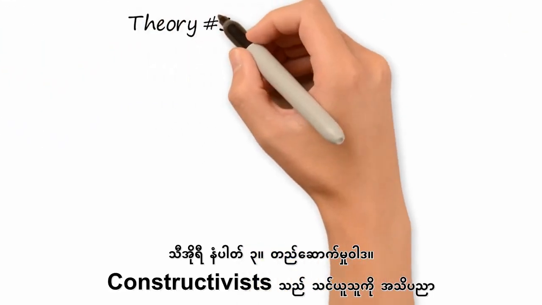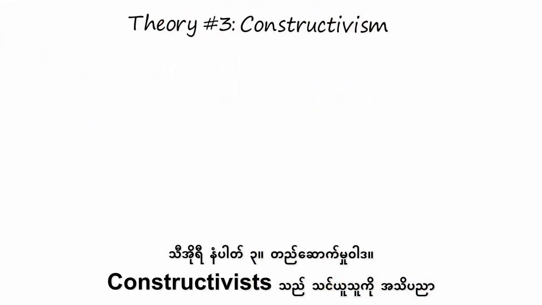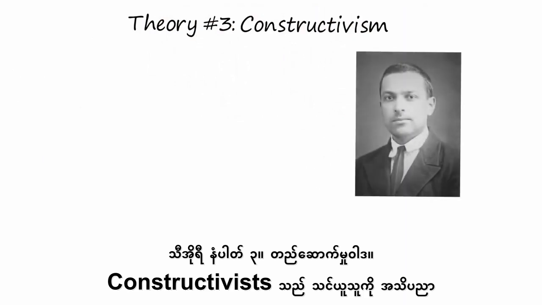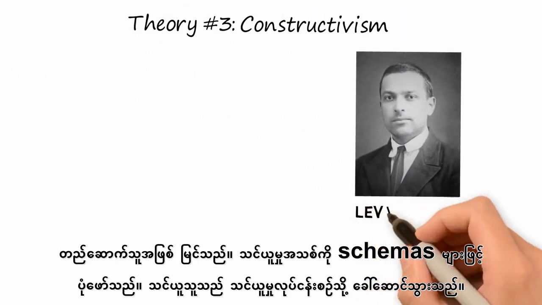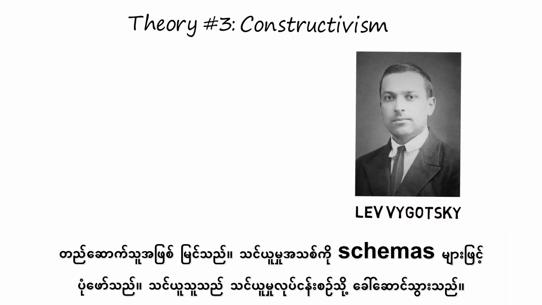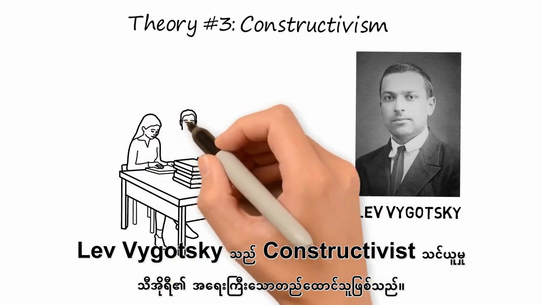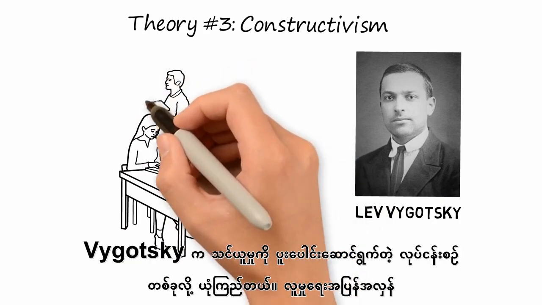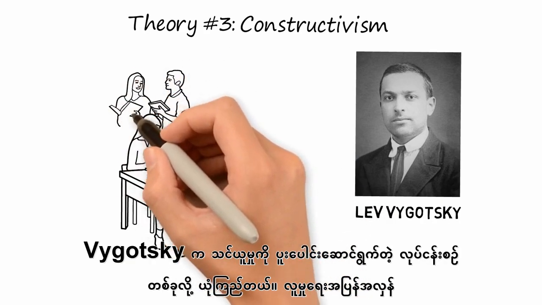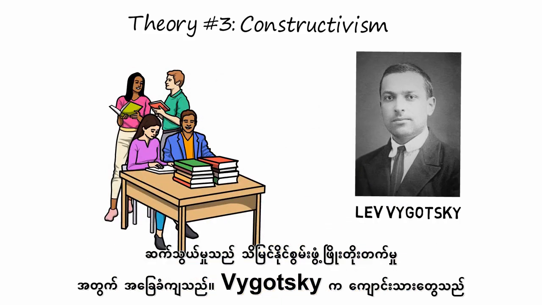Theory number 3. Constructivism. Constructivists see the learner as a constructor of knowledge. New learning is shaped by schemas, which the learner brings to the learning process. Lev Vygotsky is an important founder of constructivist learning theory. Vygotsky believed that learning is a collaborative process and that social interaction is fundamental for cognitive development.